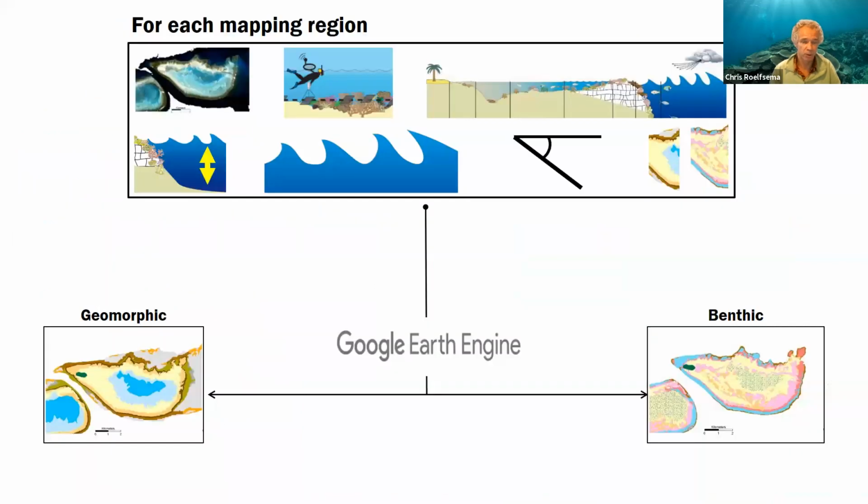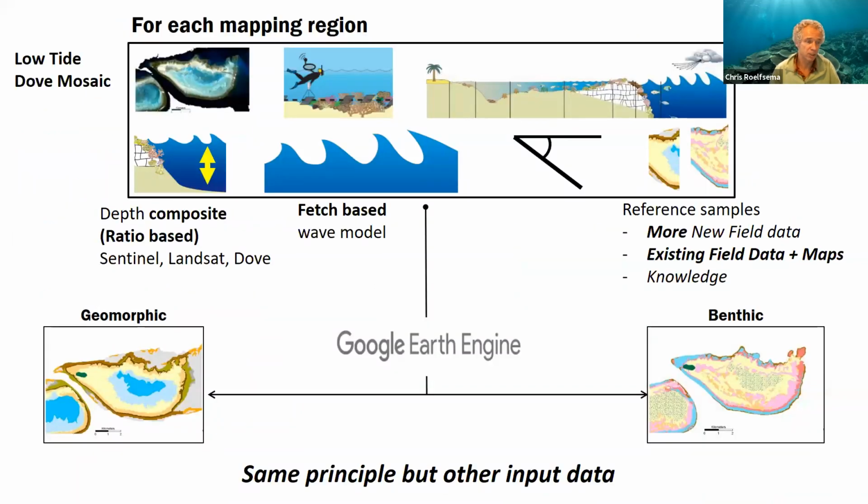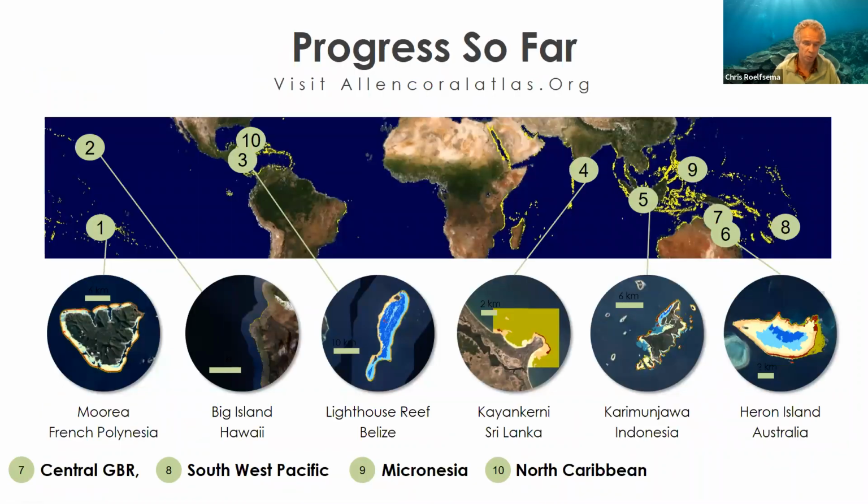This all gets into Google Earth Engine, but now we use a low-tide DOF mosaic, which is the uniqueness of DOF, that we can really get low-tide images. We get a composite of different depth, with a ratio-based approach from Sentinel, Landsat, and DOF. We get fetch-based, so not so high a level of quality, but still useful. And then we get more field data, and we rely mostly on existing field data and maps. Same principles.